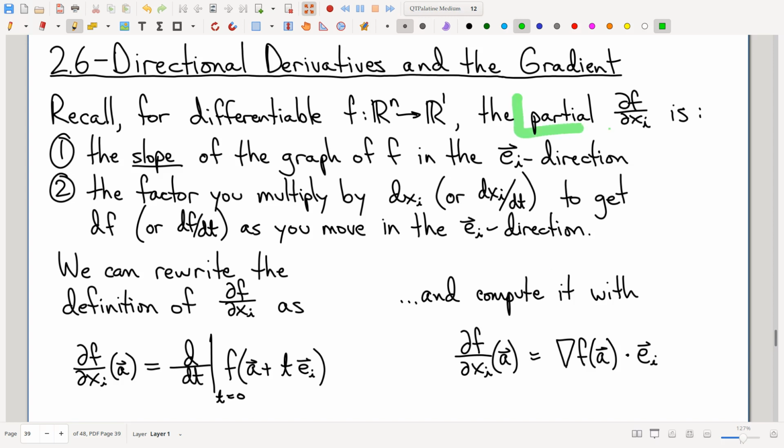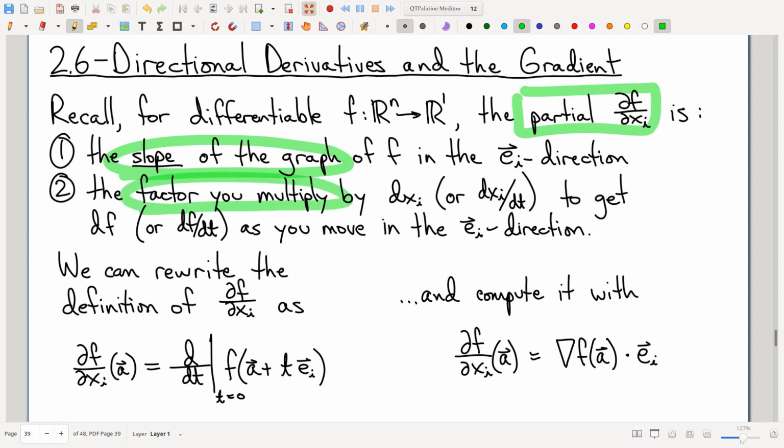So partial derivatives are slopes of graphs. They're multiplicative factors, both with the asterisk that I'm moving in the direction of the variable with respect to which I'm taking the partial, right? So xi partial means that you're going in the ei direction. And by the way, I've made a point here of writing these directions by way of the unit vectors that point in that direction, not writing it in terms of the variable whose axis points in that direction. You'll see why in just a moment.